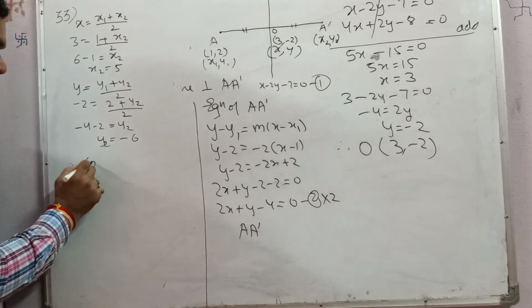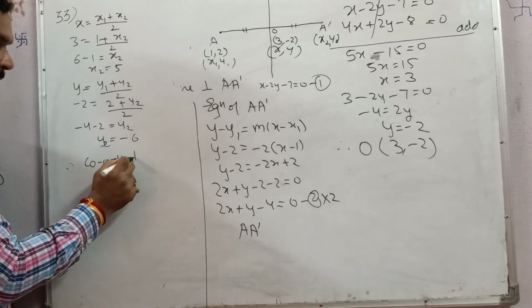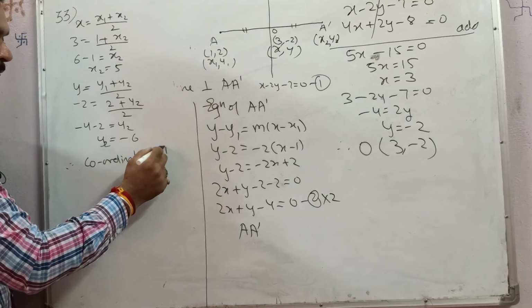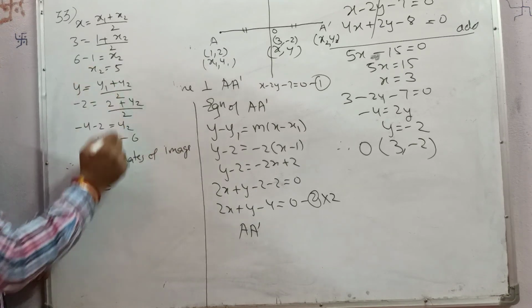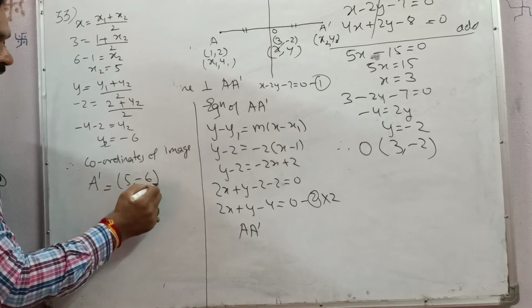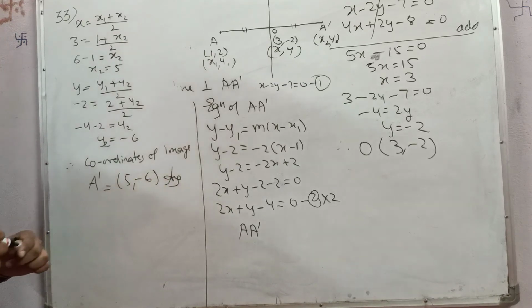Therefore, the coordinates of image A dash is equal to (5, minus 6). This is your answer.